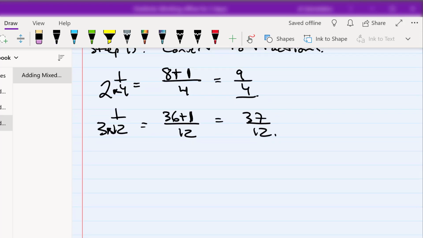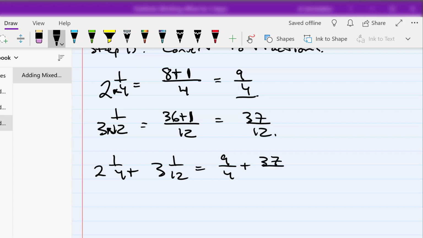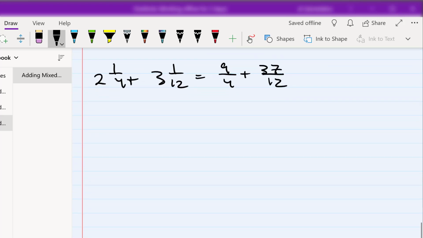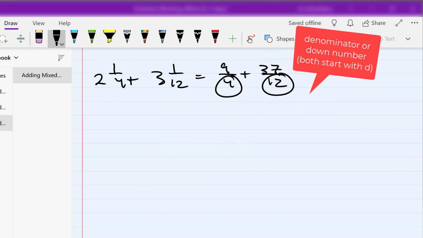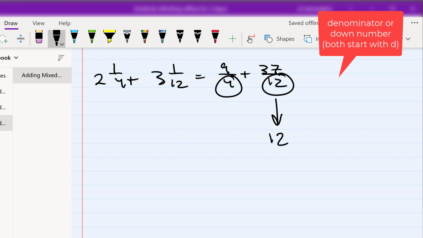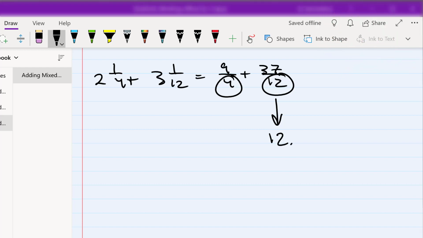Therefore, we have 2 and 1/4 plus 3 and 1/12 is 9 quarters plus 37 over 12. Now, to add two numbers with different denominators, we look at the denominators 4 and 12, and we choose the larger one, 12. And we ask ourselves, does 4 go into 12? Well, it does. Therefore, we choose 12 as a lowest common denominator.